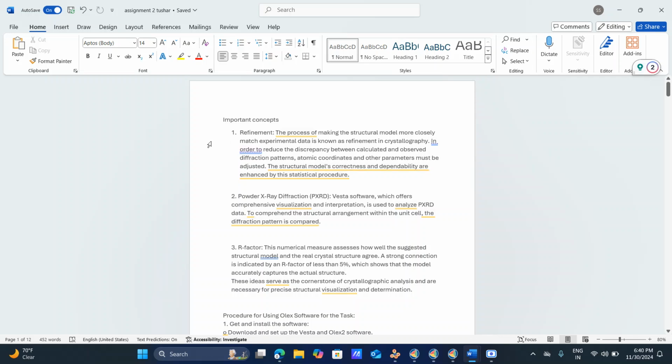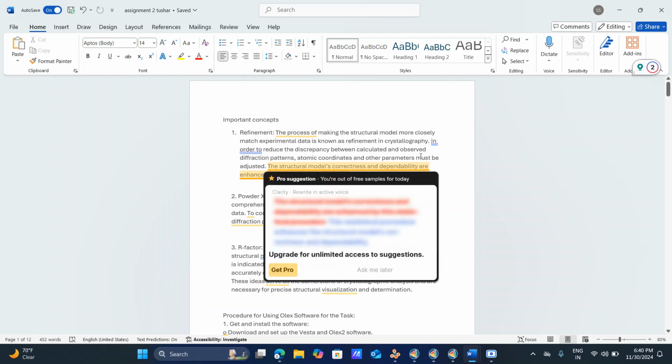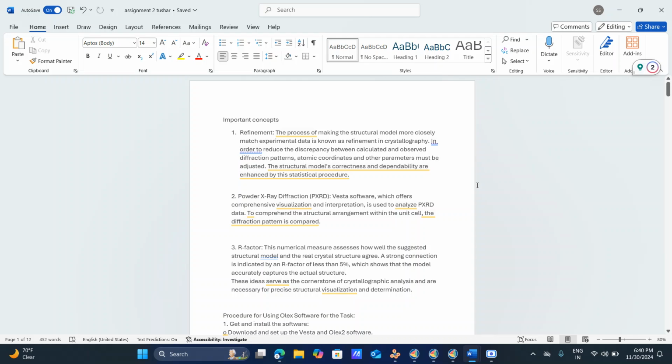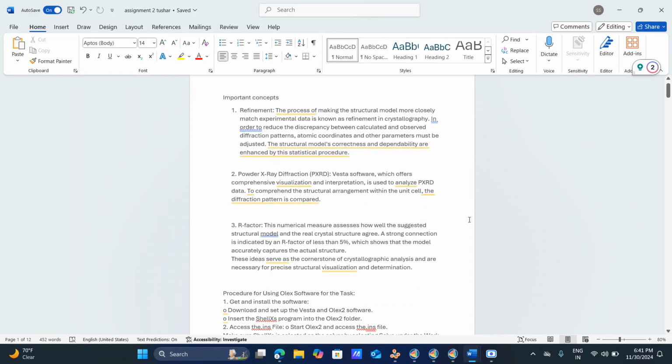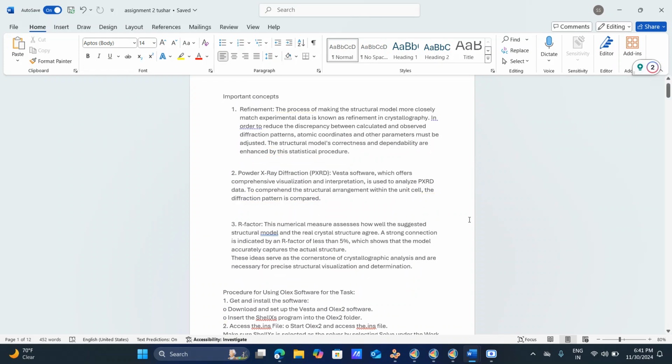In crystallography, the process of making the structural model more closely match experimental data is known as refinement. It means that we are refining the structure more and more, so that we can get closer to the experimental result that we have obtained. So our structure will be better. This statistical procedure enhances the correctness and dependability of the structure model. Then we use software like VESTA to analyze a powder X-ray diffraction pattern. I will show you how we have done that.